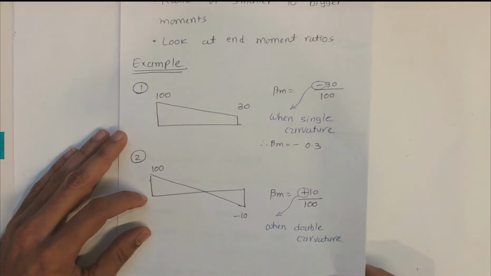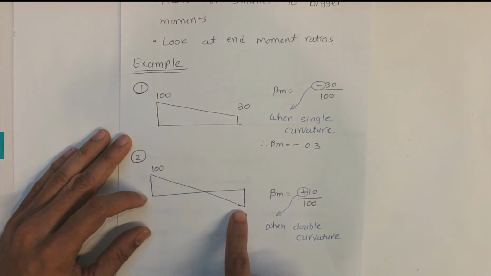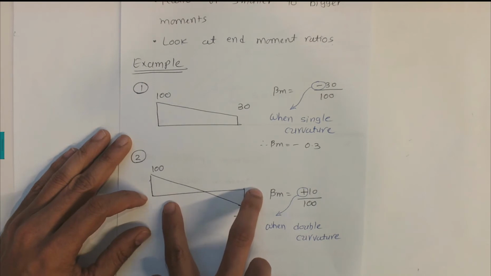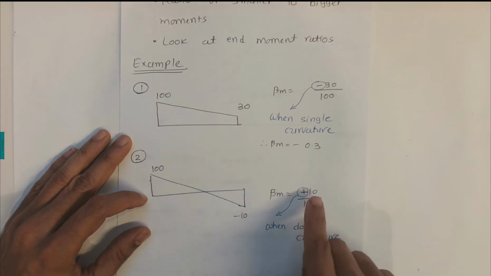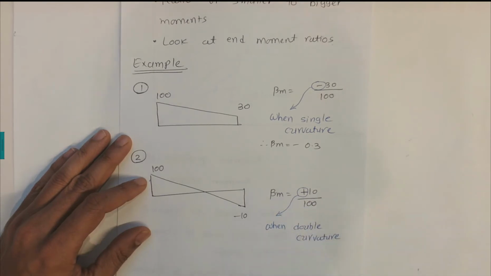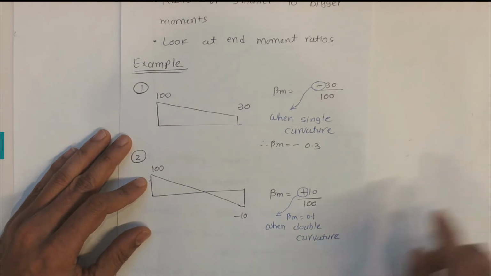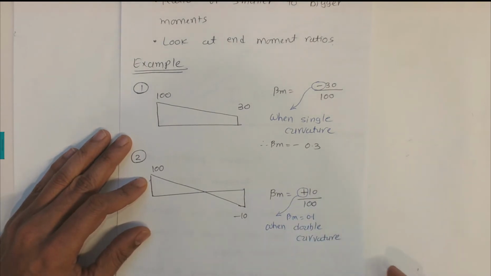When you have double curvature, in a similar example we have 100 kilonewton meters and minus 10 kilonewton meters. That is the example for double curvature. In the case of double curvature, minus becomes plus, so that is positive 10 over 100. I can say that beta m here equals positive 0.1. So when you have double curvature, you have a positive value.